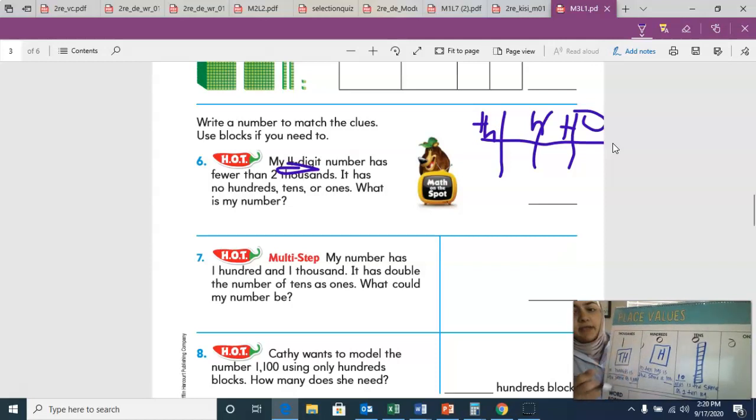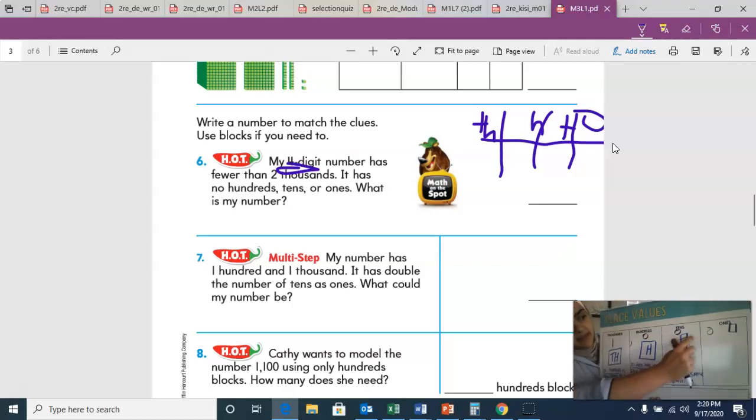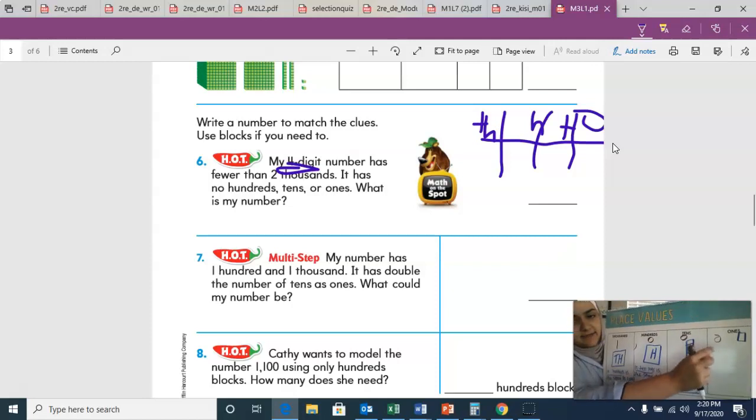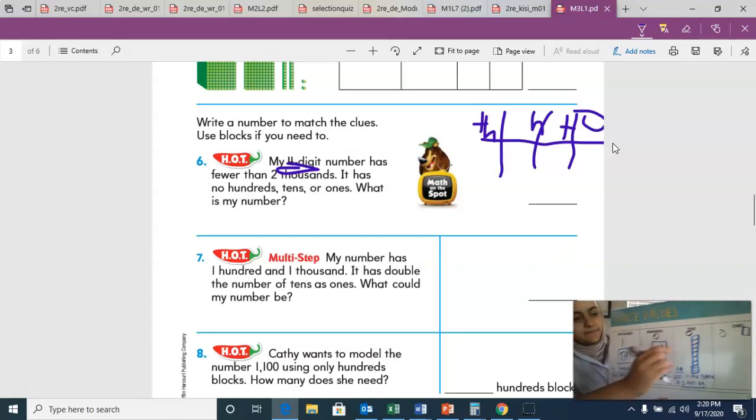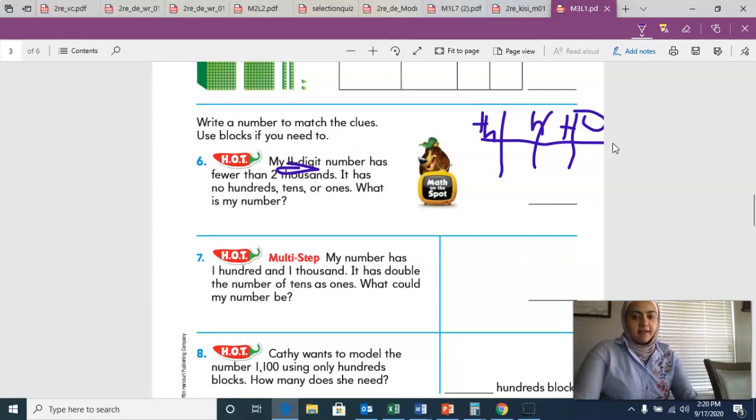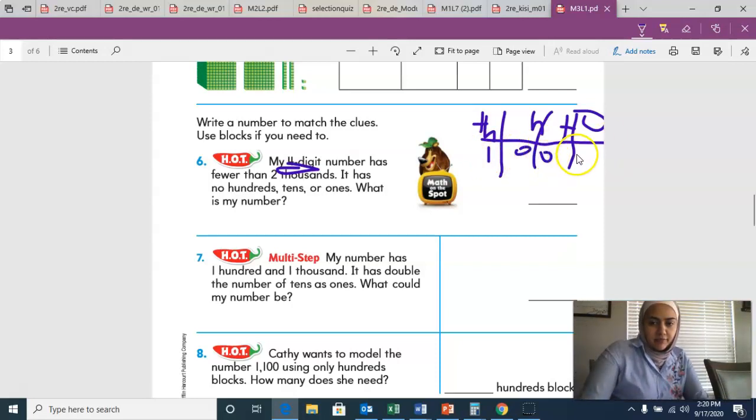Putting the comma there. What is my number? My number is 1,000. 3 zeros means 1,000. So you should have plugged that in here. Make sure you put your comma after 1, 2, 3. So your number is 1,000.